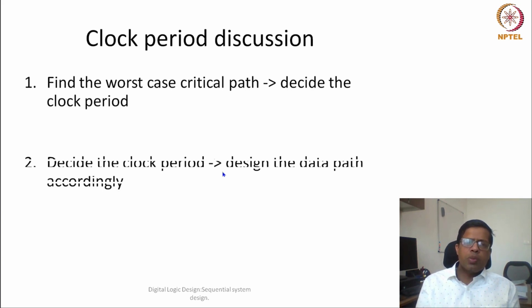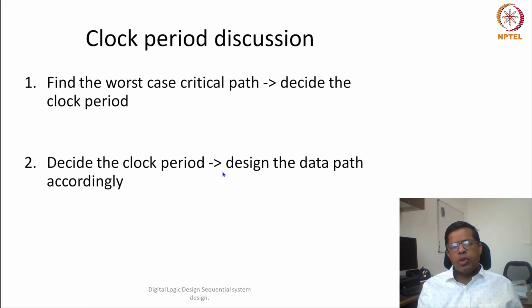The other possibility could be that we decide the clock period ahead, and then we design the data path accordingly, to make sure that all the paths are within the length of the clock period. So even the worst case path will be less than the clock period. So these are the two possibilities. Now there's an interesting trade-off between these two.